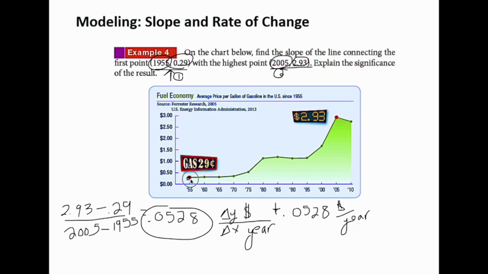So if I connect these two dots with the line, imagine that my line is actually straight. If I look at that line that passes through those 2 points, we have that it changes from 1955 to 2005 at an average rate. It's not a specific rate, it's just an average rate of $0.0528 per year. Later on in the course, we're going to talk about instantaneous rate of change. So average rate of change is the change between 2 points on average.